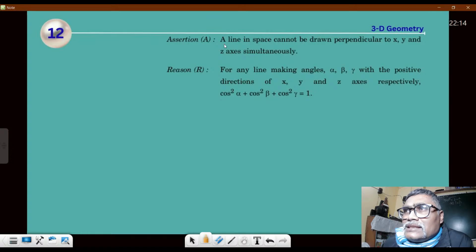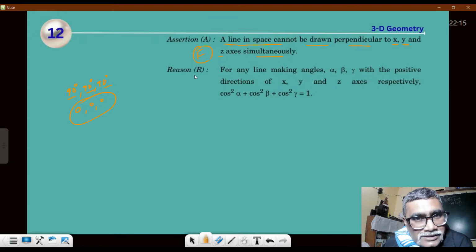A line in space cannot be drawn perpendicular to x, y, and z axis simultaneously, right? So if you are drawing a line perpendicular to x axis, y axis, and z axis simultaneously, the angle should be what? 90, 90, and 90. So their direction cosine should be what? 0, 0, and 0. This cannot be direction cosines because the sum of squares is not 1. So this is false, right?